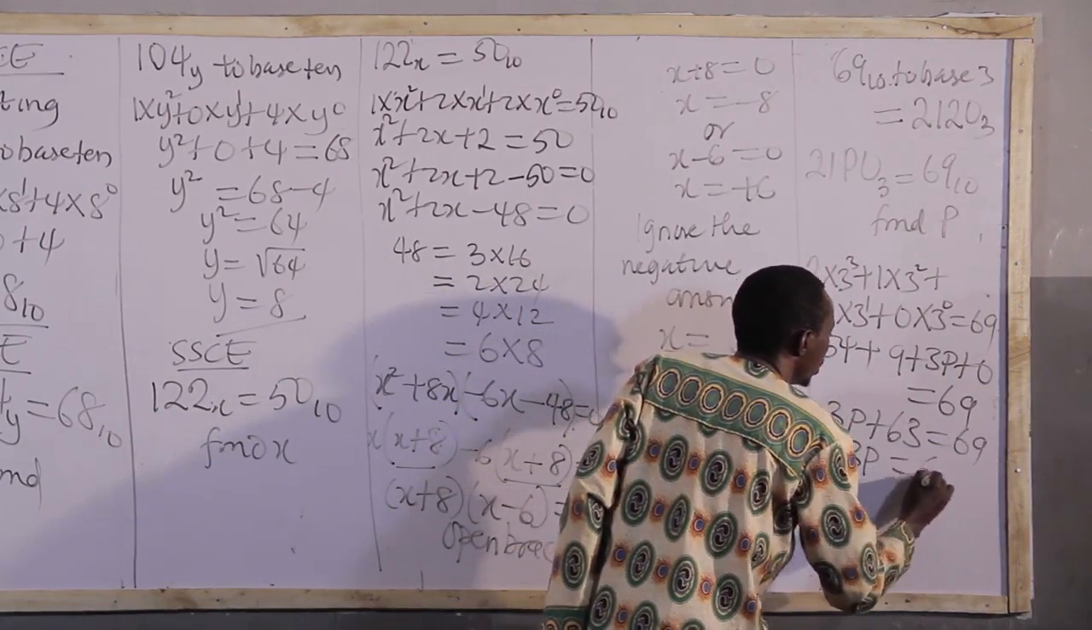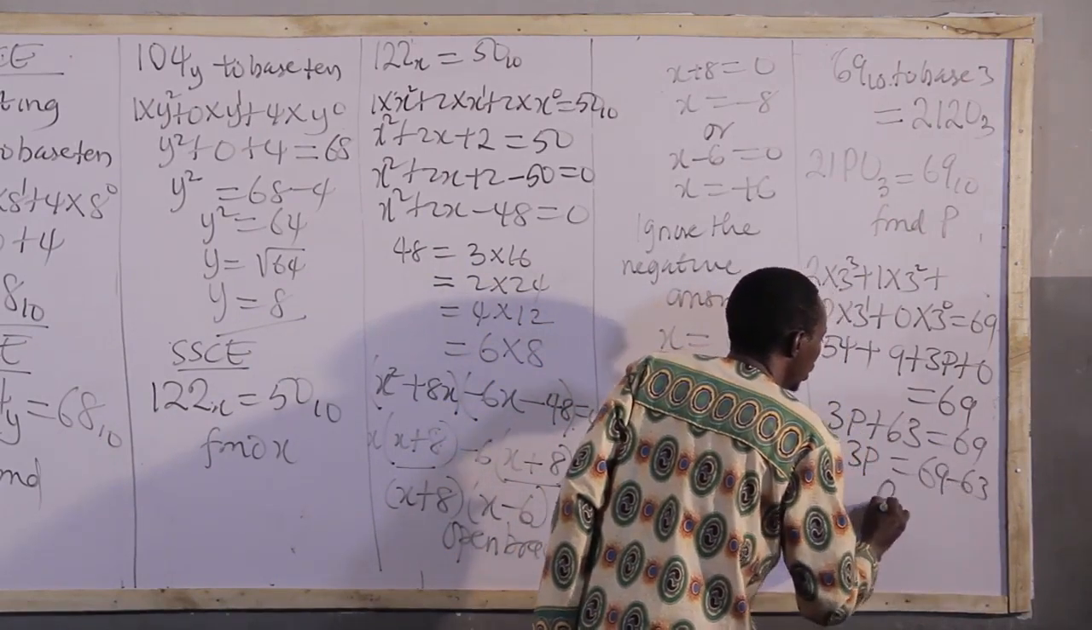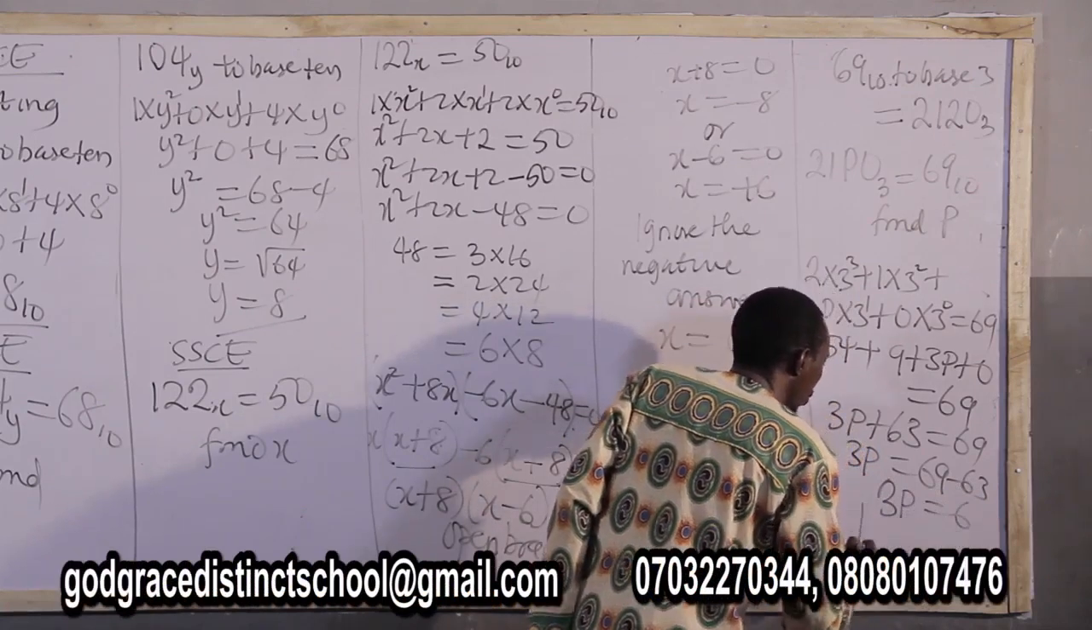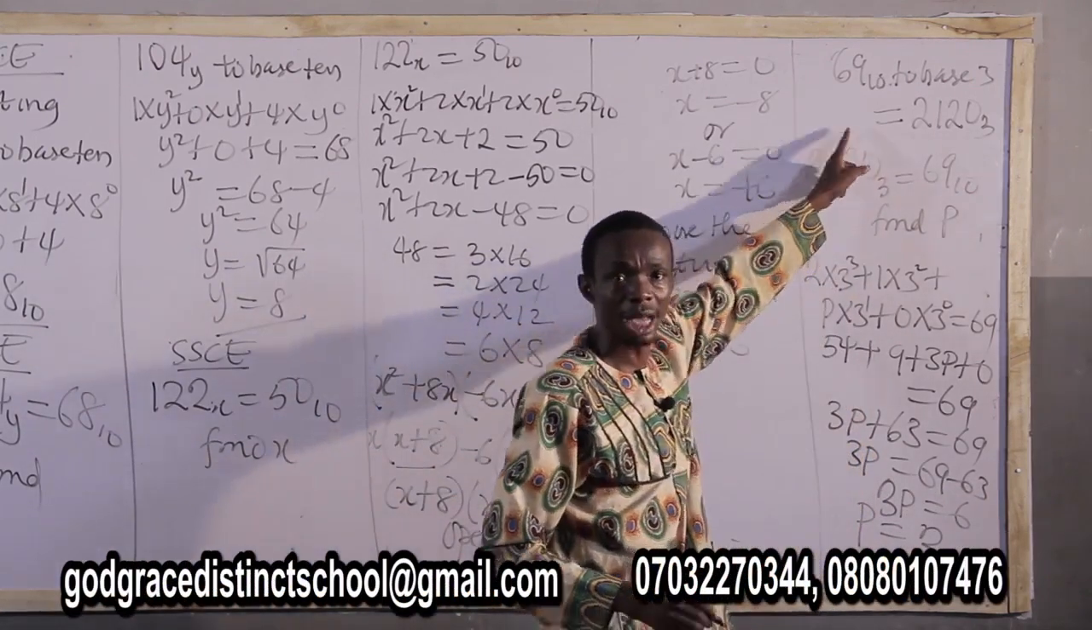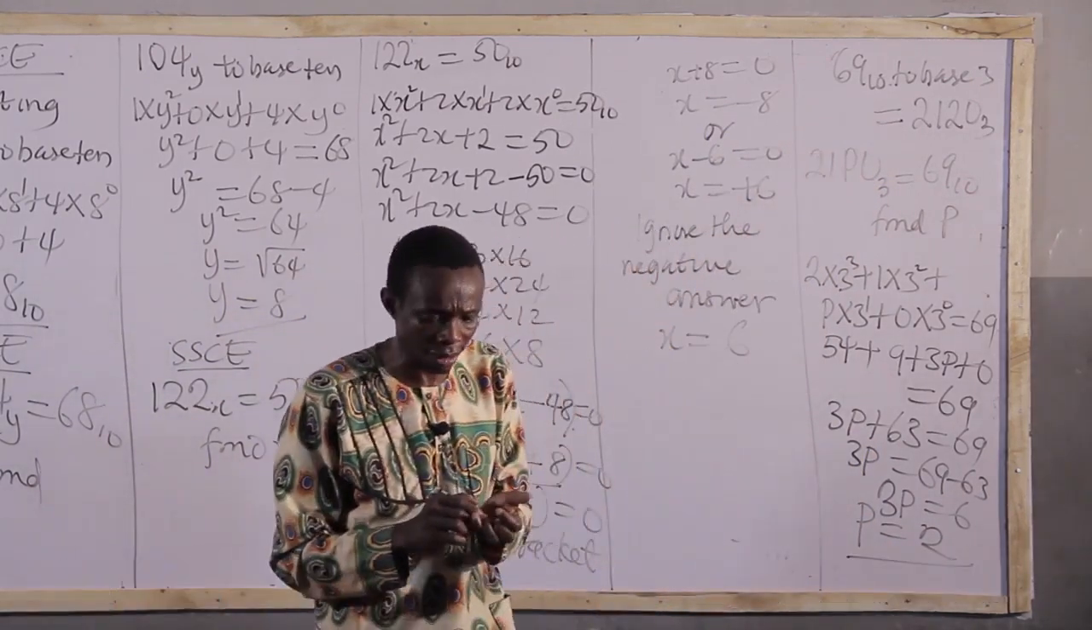3P equals 69 minus 63. 3P is equal to 6. Divide both sides by 3, P equals 2. The 2 was missing, remember. So that's the 2 that we are able to obtain.